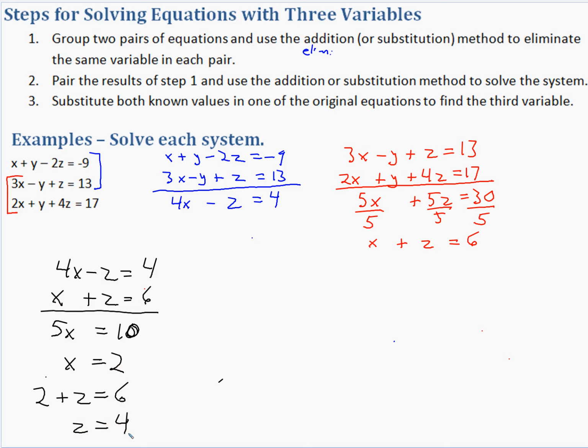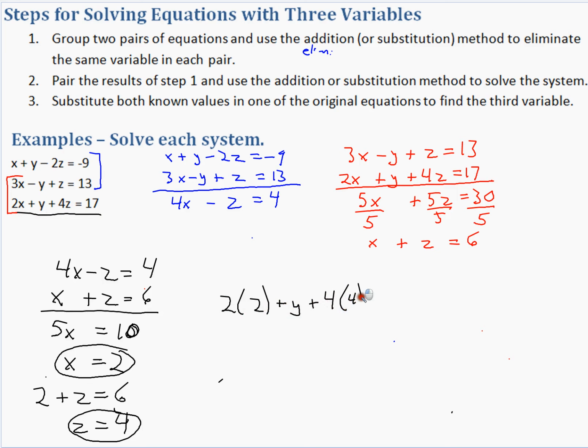Now we're still not finished. What we need to do now is take our x equals 2 and z equals 4 and plug those two back into any one of these originals. I'll go ahead and plug it in the third one. So we have 2 times x, which was 2. So I'm using this one right here. 2 times x, we found x was 2, plus y, that's what we're trying to solve for, plus 4 times z, which z was 4, equals 17. Well, this is 4 plus y plus 16 equals 17.